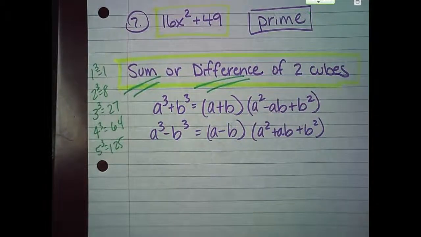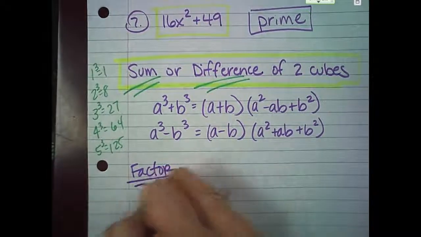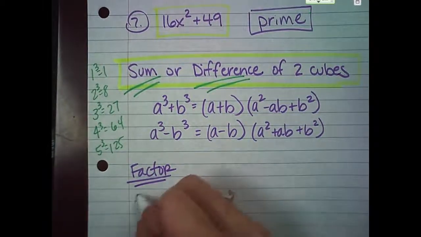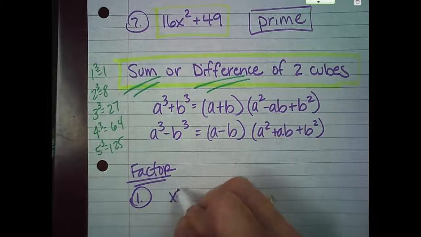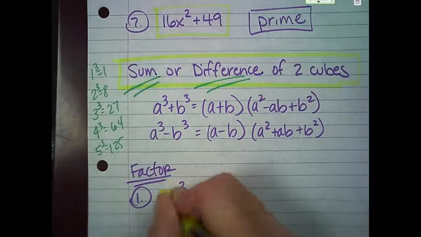But no PSAT test, no SAT test, not even my test is going to give you the formula. So you have to memorize it. So I'm going to show you a really cool shortcut to help you remember. The directions, of course, are still factor, not simplify, very different. The first problem I'd like for you to try is x cubed minus 8. I'm going to ask you to factor that. And it does factor.